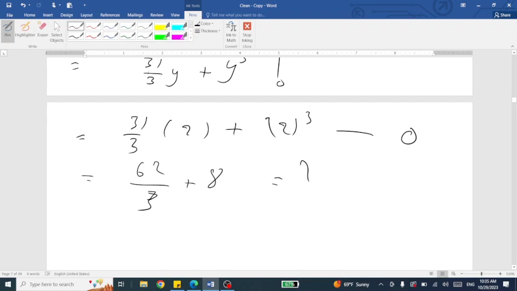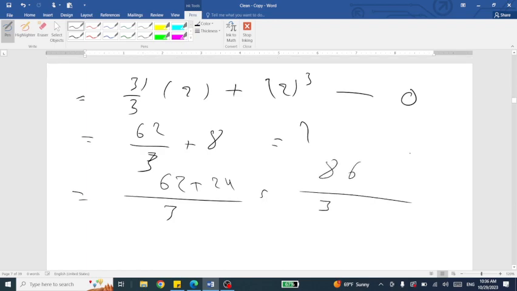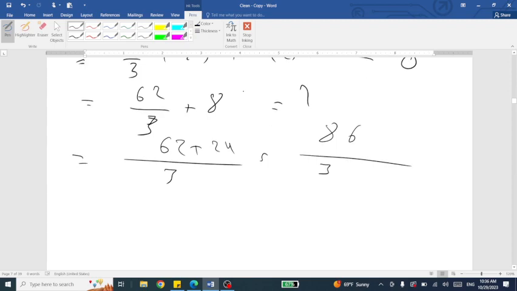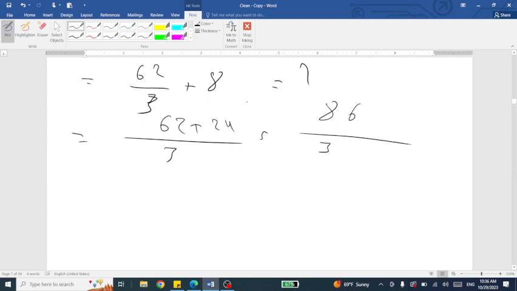Easy. Your multiply, so you'll get what? 62 over 3 plus 24 over 3 is equal to 86 over 3. Thank you. Is that clear? Do you have any point, any things? Dears, any problem?